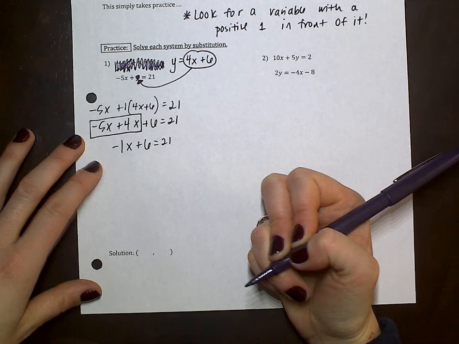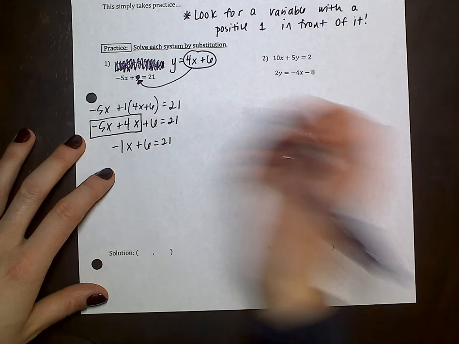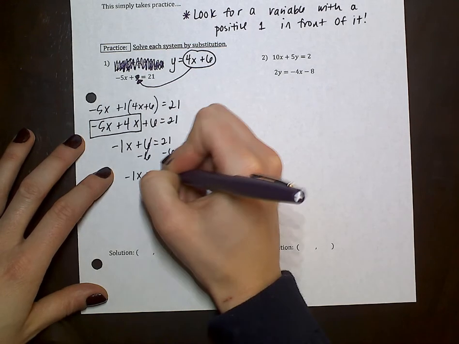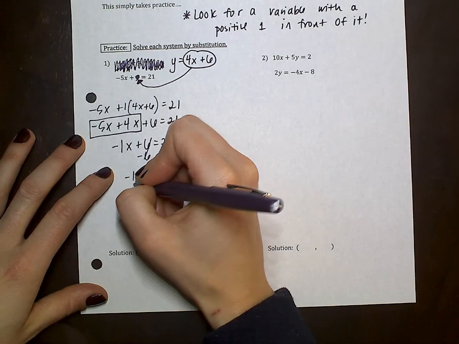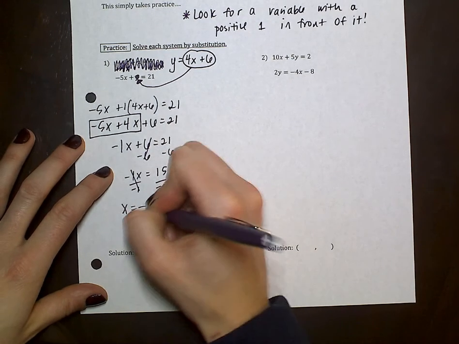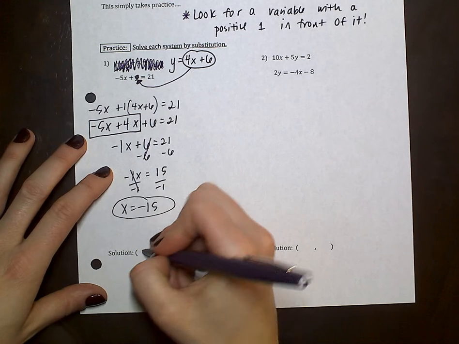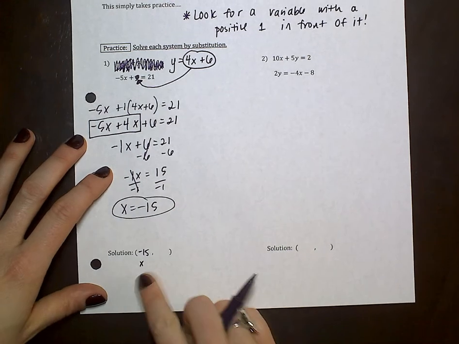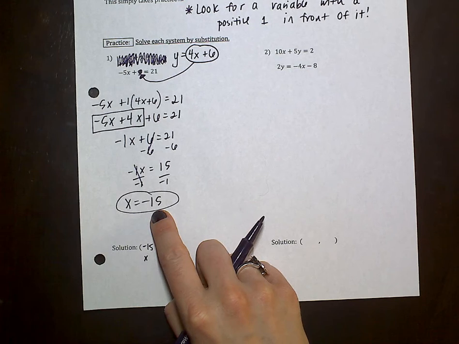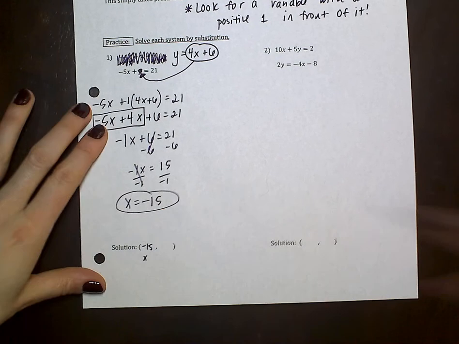Okay, and now I'm just going to solve this. So I would subtract 6, 15, and then I divide by negative 1. So x would be negative 15. You can write your answer as an ordered pair, or you can just say this is x, this is y. I don't care. Okay, but we know we're not done.